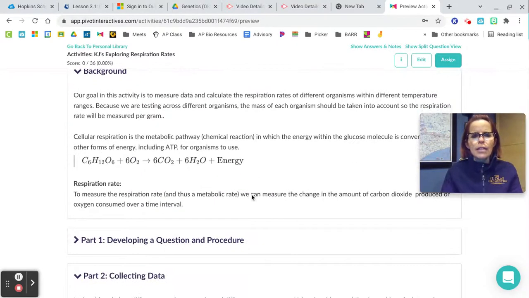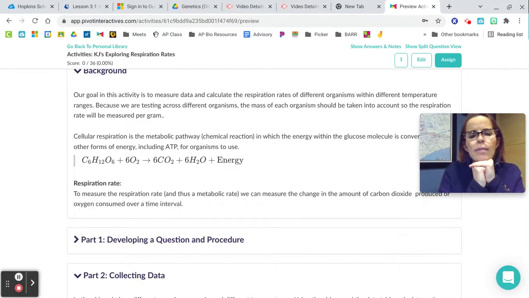It says background. Our goal in this activity is to measure, collect, and calculate the respiration rates of different organisms with different temperature ranges. Because we are testing across different organisms, the mass of each organism should be taken into account, so the respiration rate will be measured per gram. Cell respiration, and so on. You all know what cell respiration is.